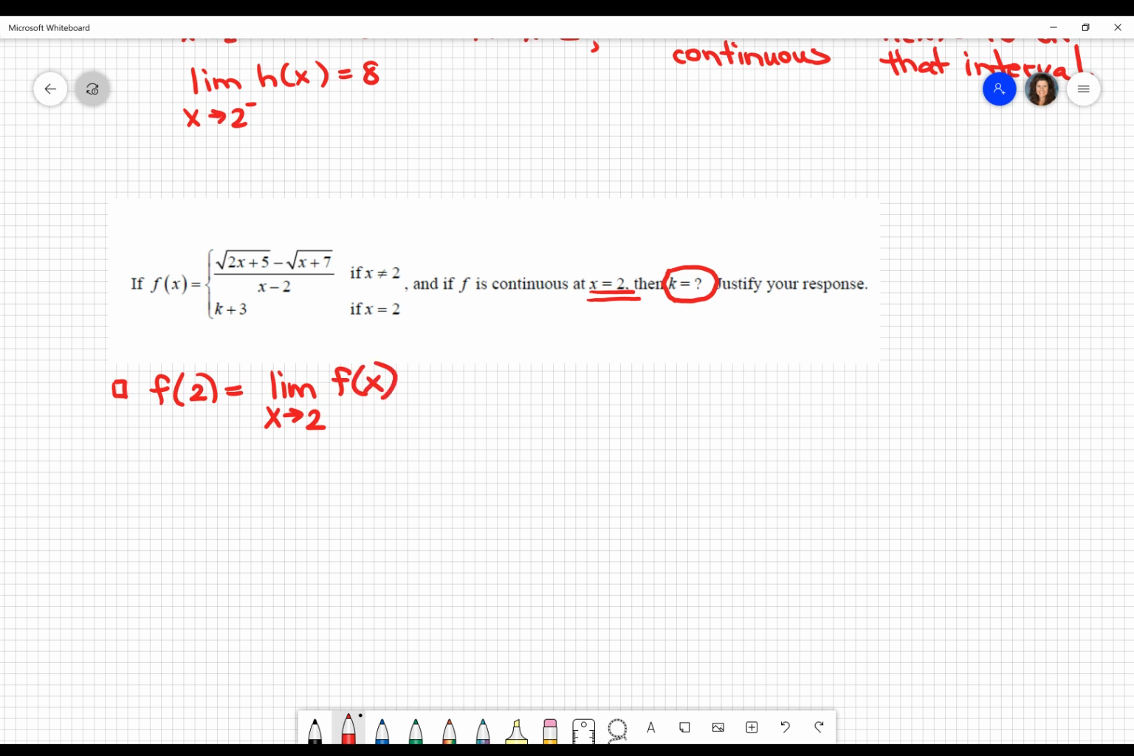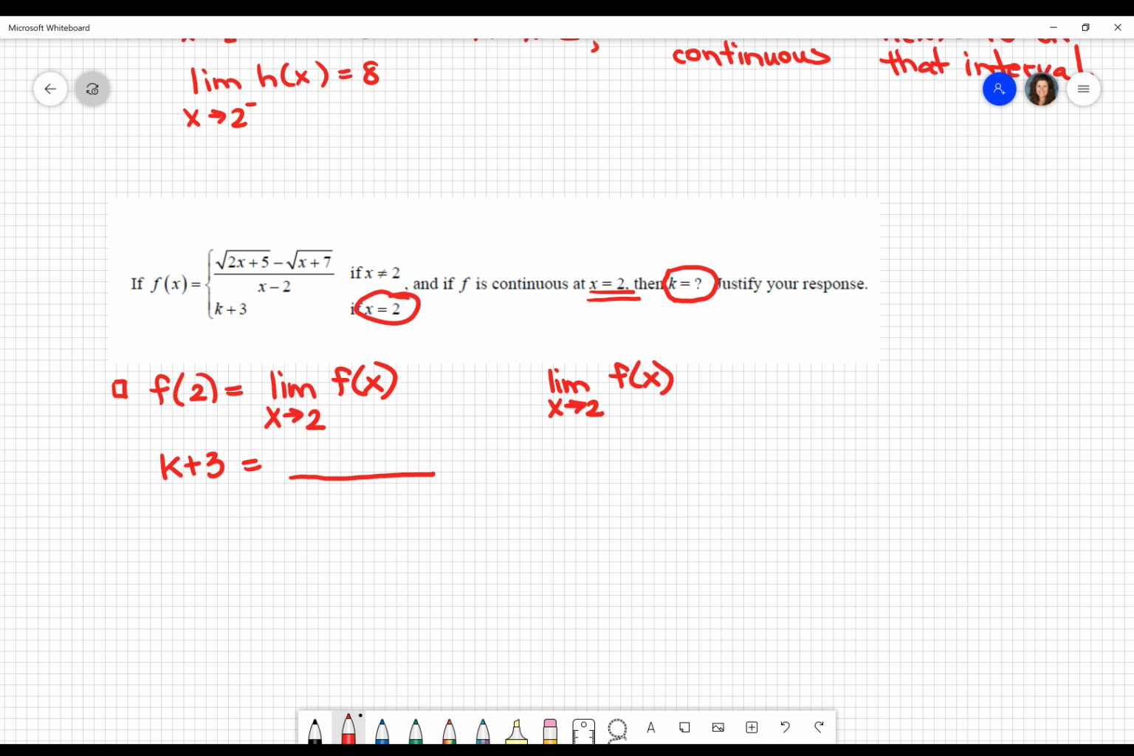And the reason why we're looking at this condition, this is actually the third condition, is because we know that the value at 2 is going to be k plus 3. And if we can find the limit at 2, then we'll be able to solve for k. So what is going to be the limit at 2? Well, the limit, remember, doesn't mean the value at 2. It means what value am I approaching as x gets closer to 2.